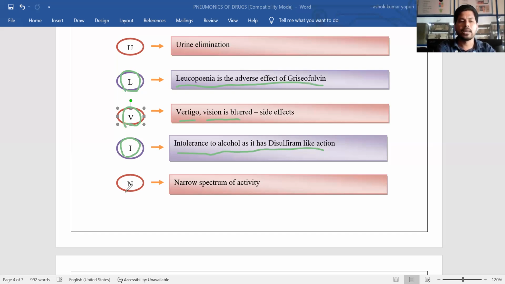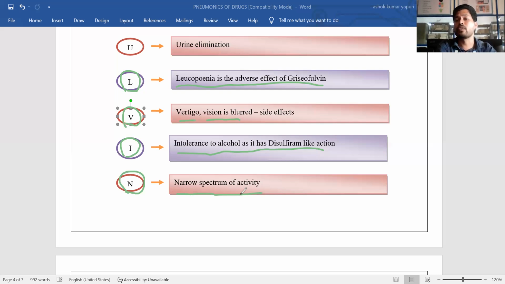And next, the last letter in Griseofulvin is N. That is, Griseofulvin has a narrow spectrum of activity. In chemotherapy, you know broad spectrum as well as narrow spectrum. Broad spectrum means acting on a number of species. Narrow spectrum means only a few species, maybe single or two species. Here Griseofulvin acts on only a few species, and that's why it is narrow spectrum.